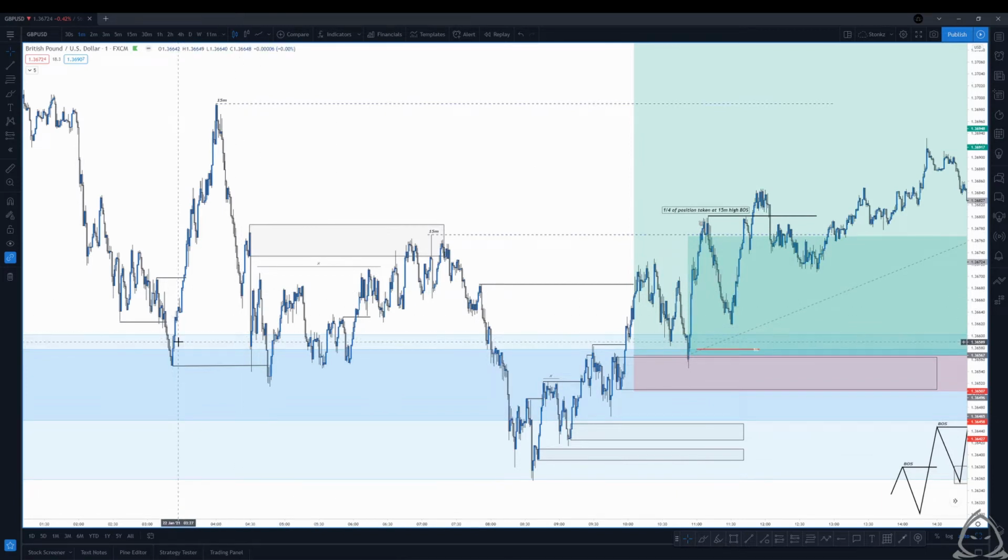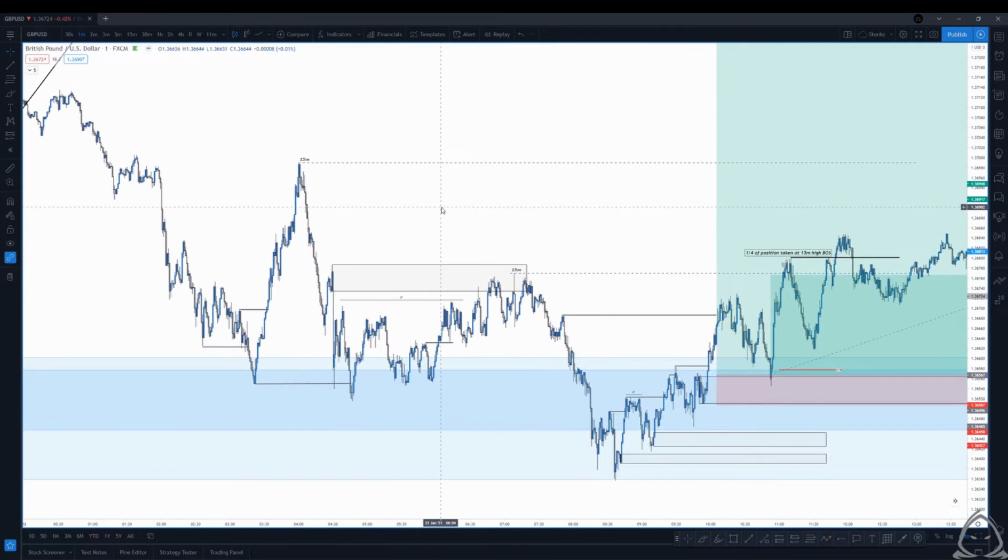I haven't been trading London recently. I've been favoring my sleep schedule and trading New York more recently, and it's been a savior to my own well-being. So it's something that I'm starting to focus on a little bit more.